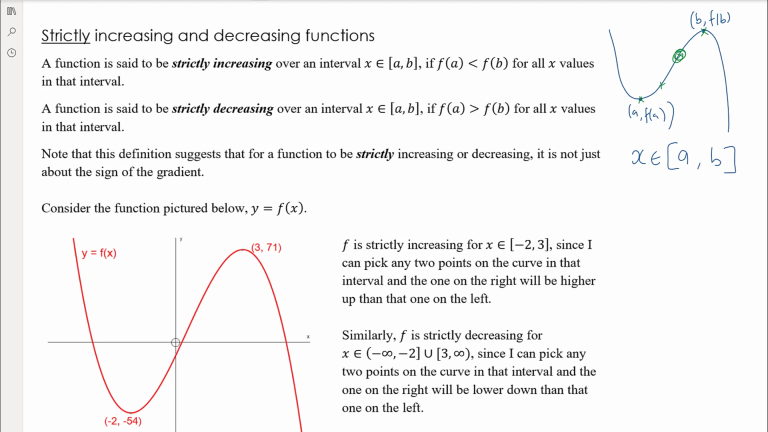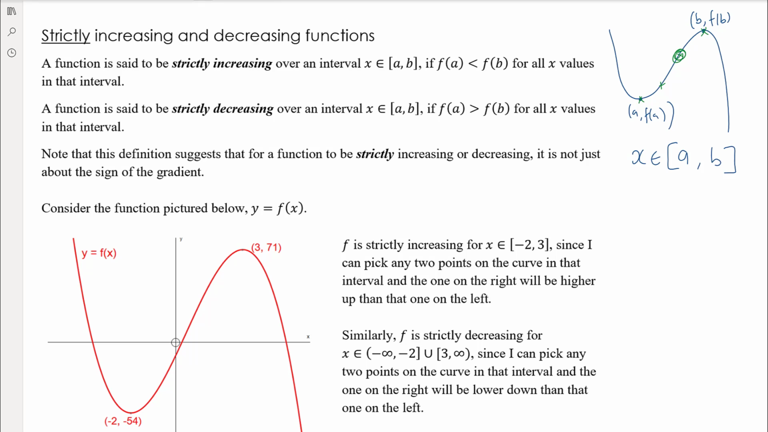Okay, so therefore by this definition, this is a strictly increasing function from A to B, including A and including B. Essentially, for the strictly increasing questions, you can just think about it as being where has it got positive gradient and then include the endpoints if you want to avoid too much complication here. The opposite would be true for strictly decreasing, okay?